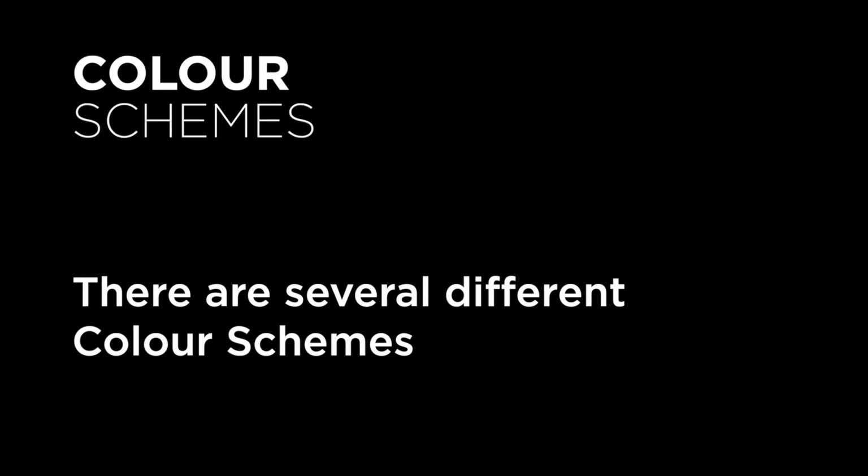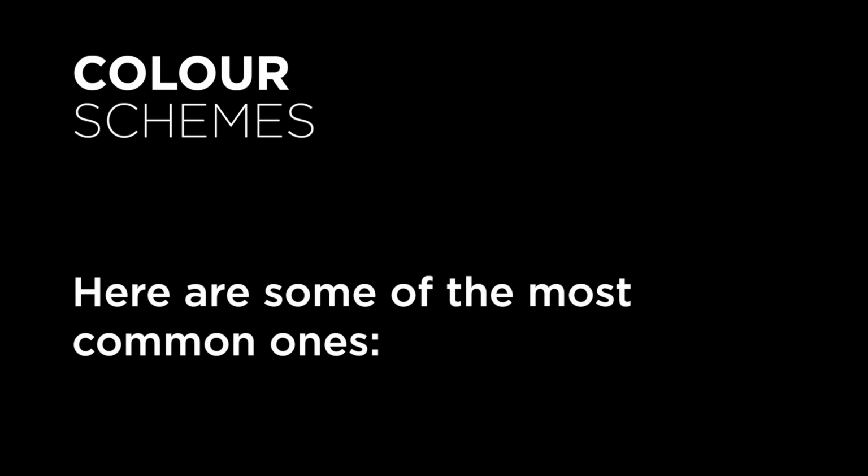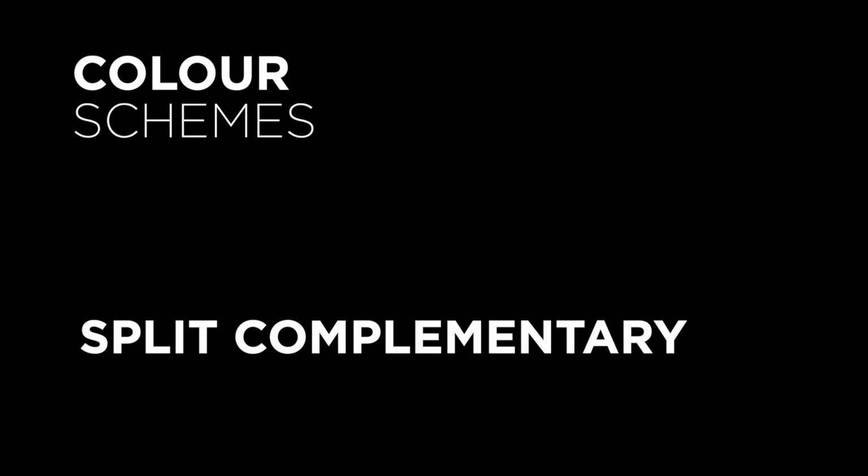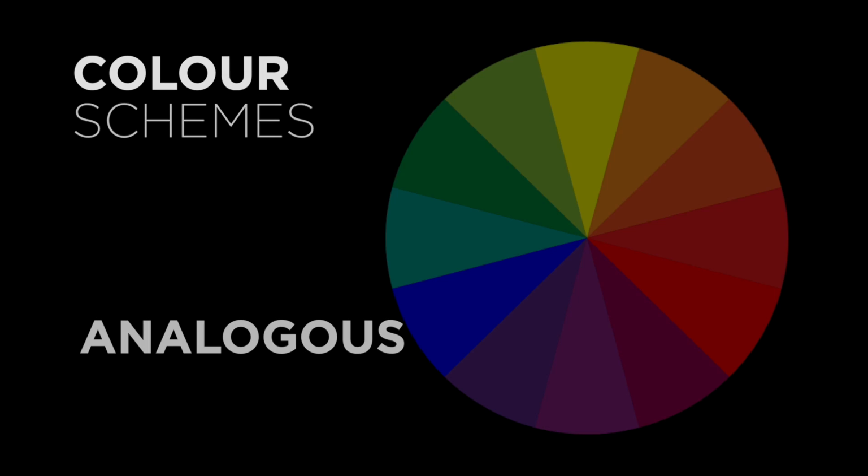In colour theory, there are several colour schemes. Here are some of the most common ones: complementary colours, triadic, split complementary, monochromatic, and analogous.